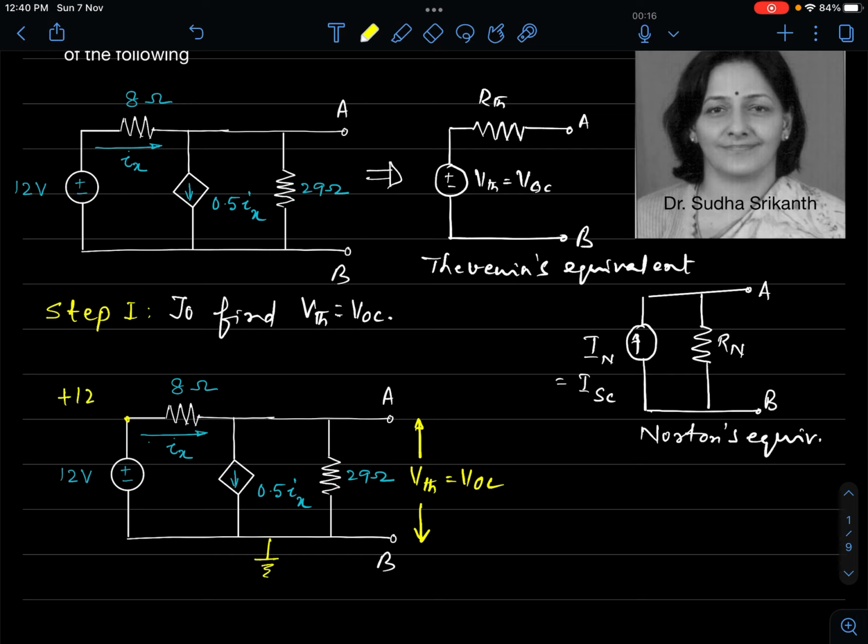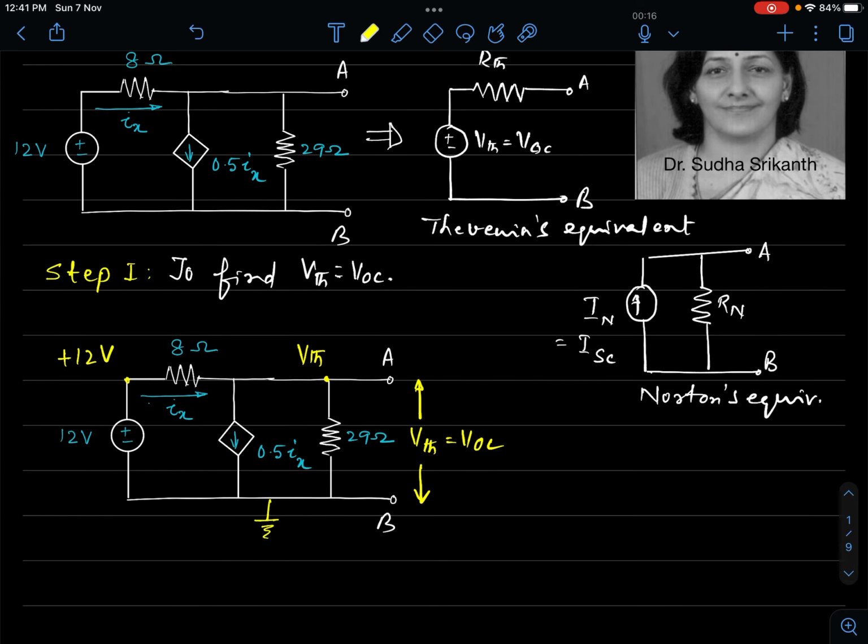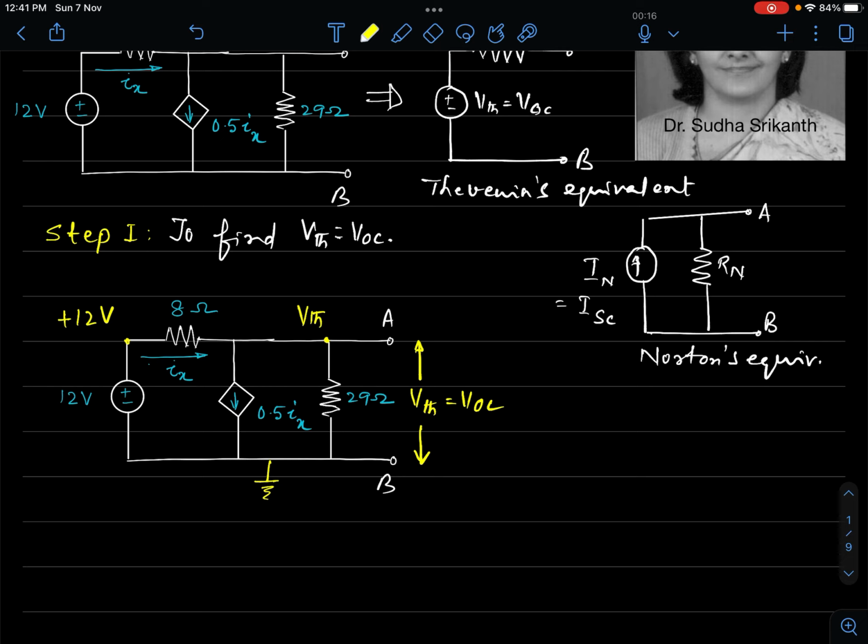This terminal is at plus 12 volt, and A is at VTH. So we are able to identify 3 nodes, one of which I have grounded. This is 0, the other one is at 12, and there's a third one which is at VTH. Now we will apply simple KCL, and then find out what this VTH is.